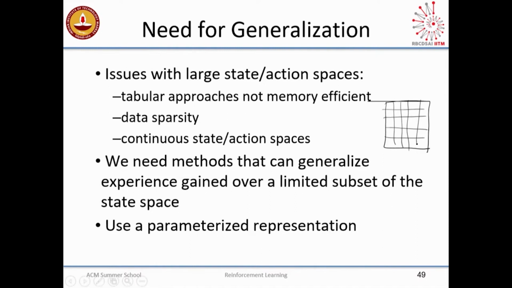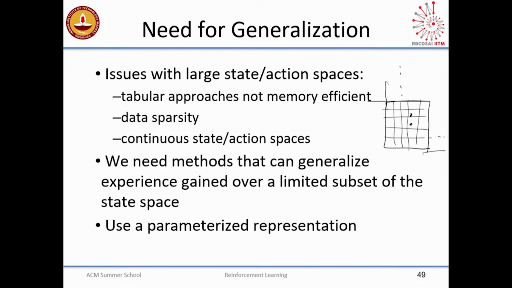Right. We had a grid like this. So let us extend this indefinitely. Okay, I have a large grid. Now, if you look at the state here, and you look at the state here, their values are going to look very, very similar.